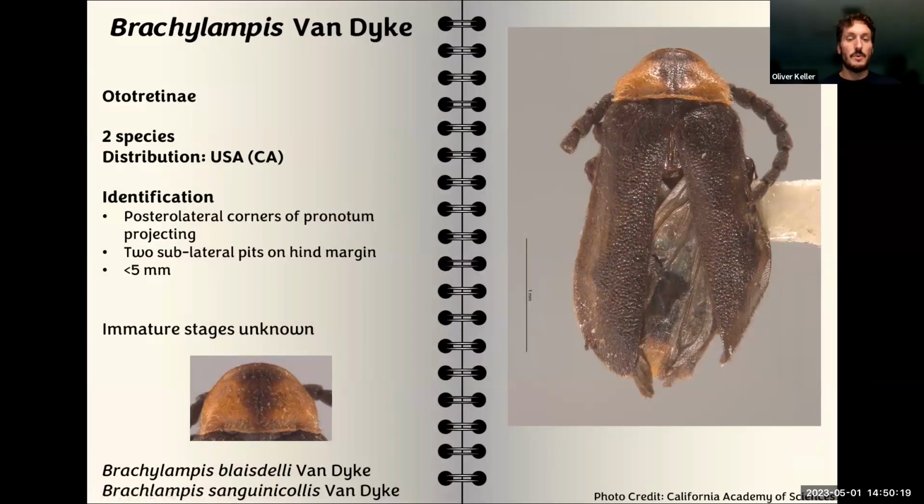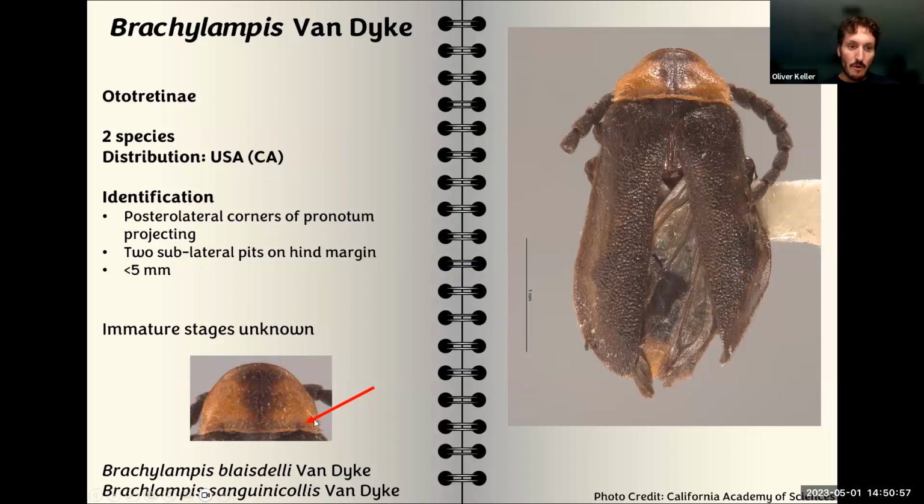The second genus we're going to talk about is the only member of the subfamily Ototretinae, which is mainly Asian. And we only have one genus here. It's also only found in California. Very small fireflies, only like 2 to 3 millimeters long, both species. They have the corners of the pronotum or head shield, like you can see here, projecting to the side, so they're kind of in a point.